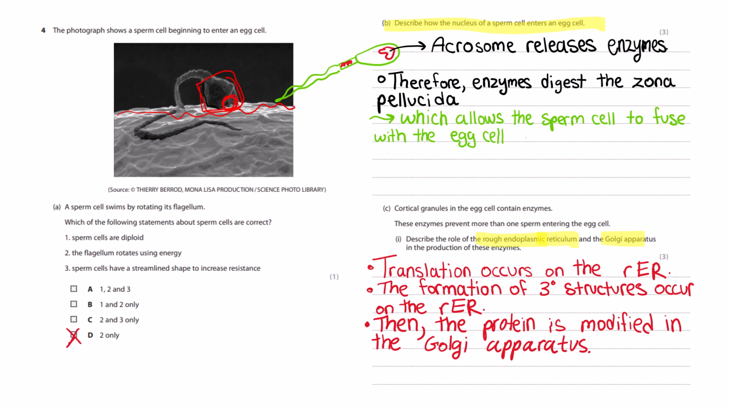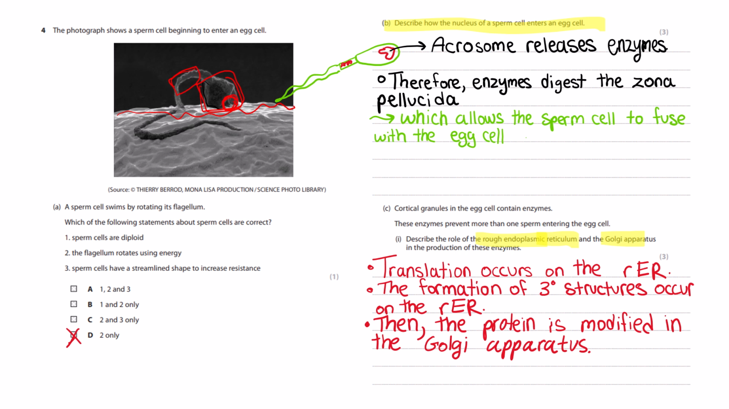Number 1, sperm cells are diploid. That's incorrect. The cell is going to become diploid when it's fertilized. Sperm cells alone are haploid. The flagellum rotates using energy. Yes, it rotates using energy because there are going to be mitochondria located over here, which through respiration are going to produce ATP for the cell. Sperm cells have a streamlined shape to increase resistance. No, wrong. Therefore, it's going to be 2 only.